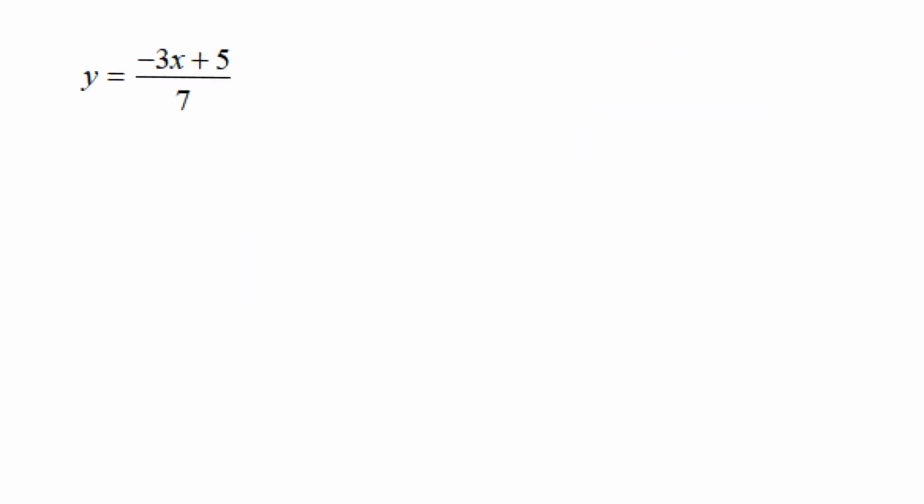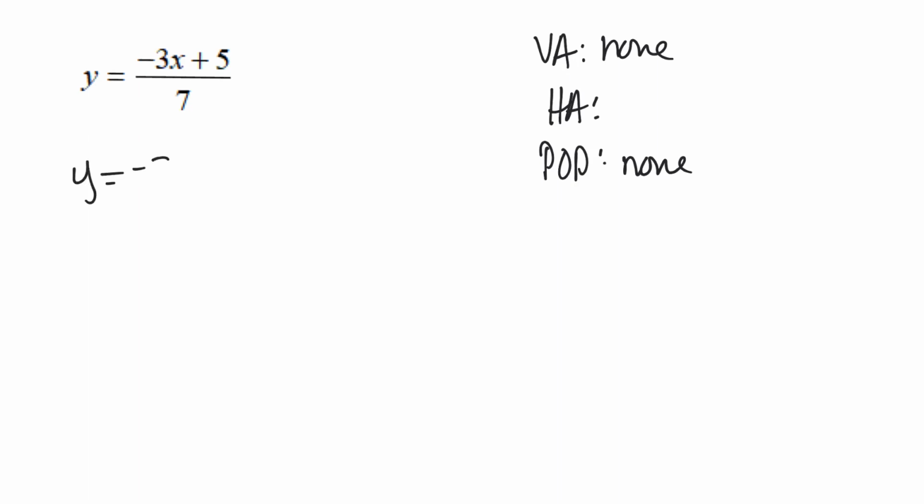Students will oftentimes overcomplicate this problem. So let's just look. VA, HA, and POD. There's absolutely no chance to have a POD because there's no x in the denominator. So there's none. The same is true with VA. There's no x in the denominator. There's none. 7 is not a VA. In fact, if you rewrite this problem, it may make it more obvious that this is in fact a linear problem. So it's definitely not going to have a VA or an HA. It's also not going to have a vertical asymptote. It's going to be undefined because this is going to continue forever and ever in both directions. Not going to have any kind of asymptotic behavior at all because it's a linear function.